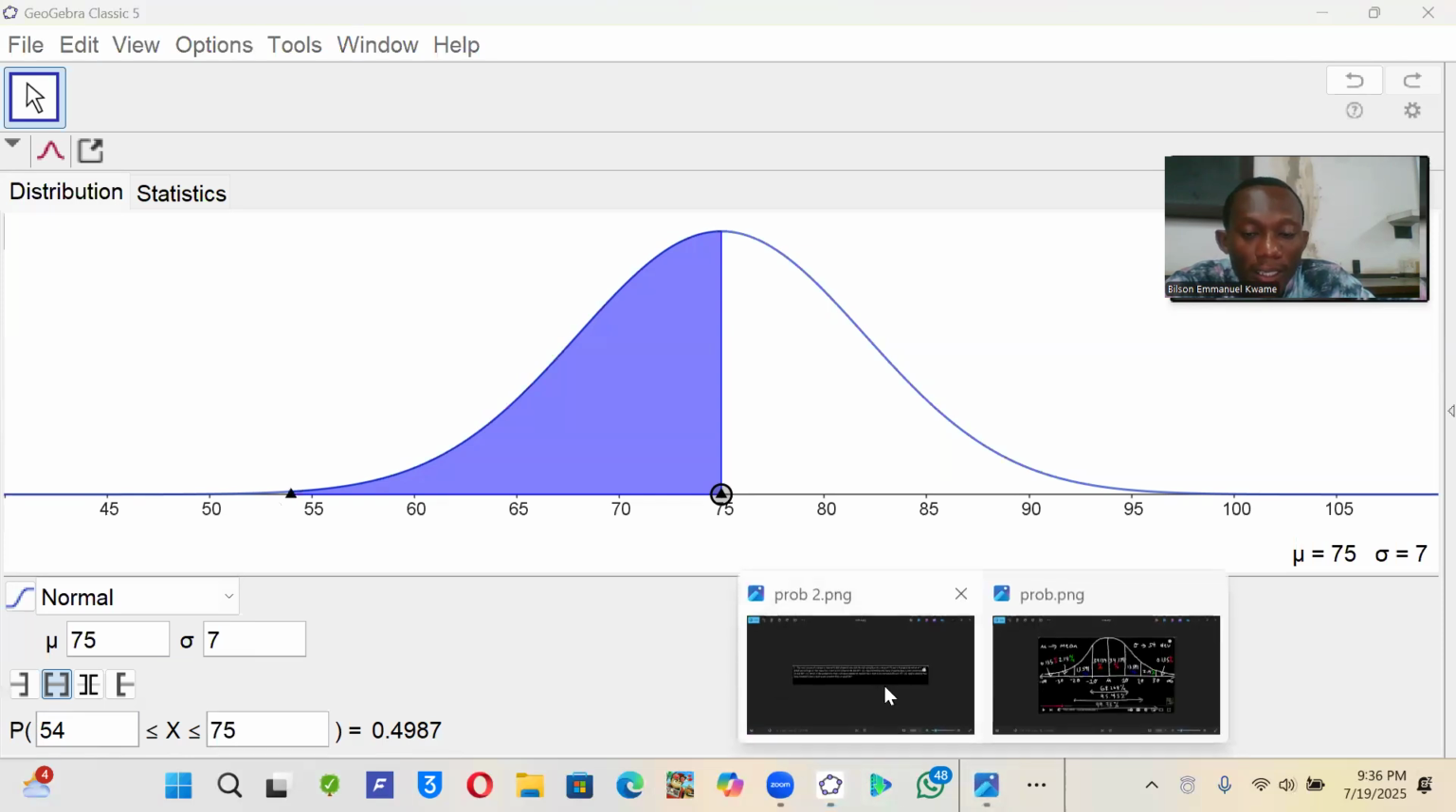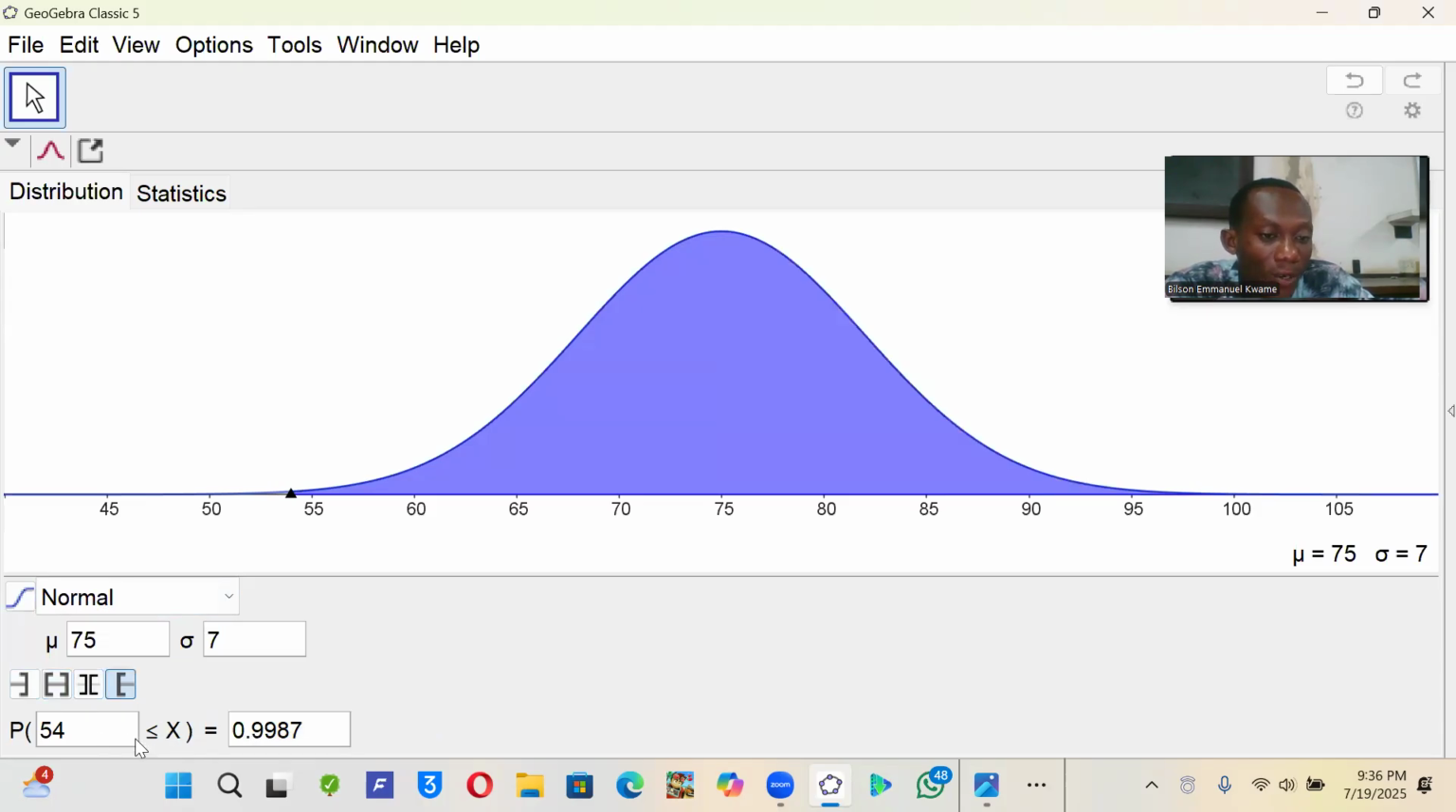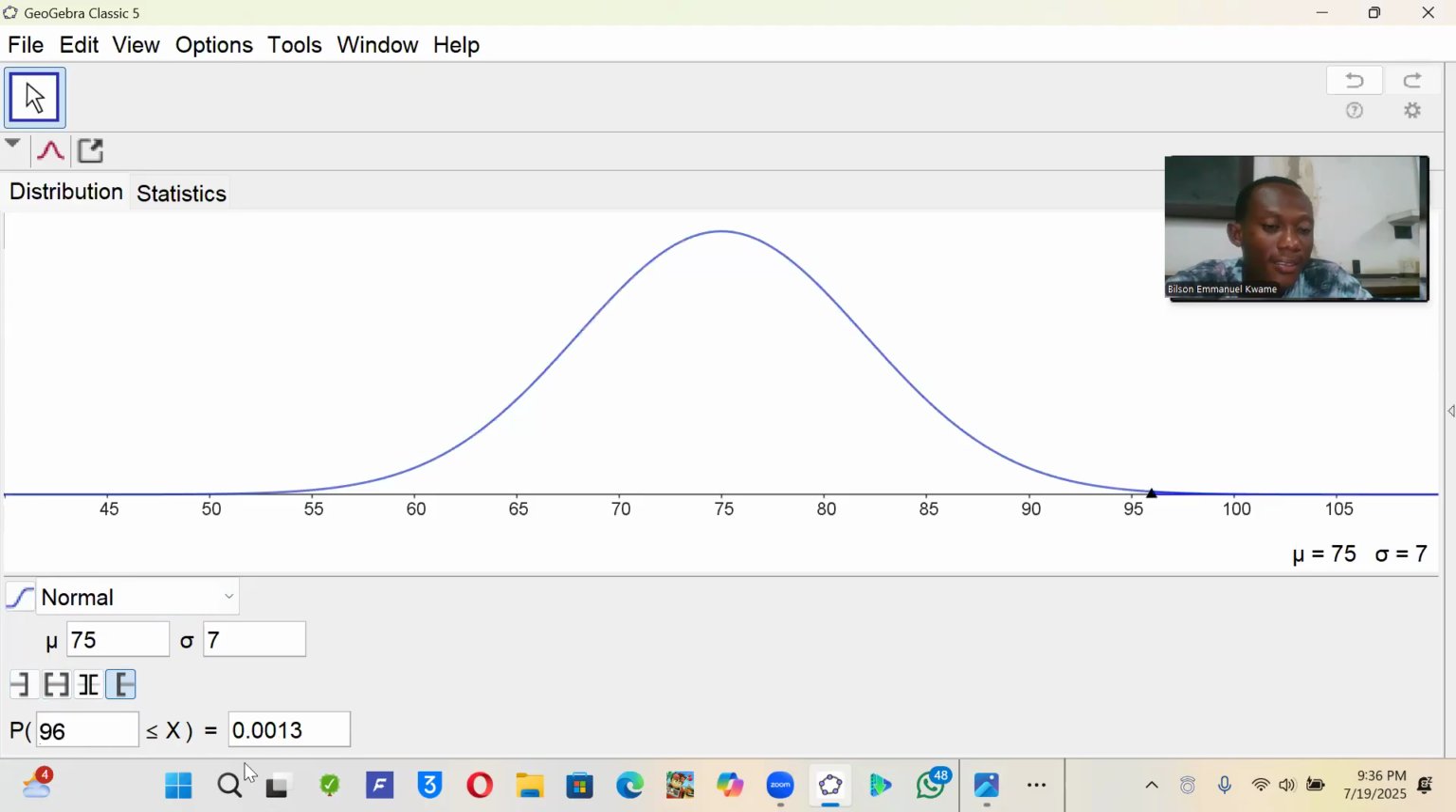Then let's go to our question again. It says that approximately how many students have a test score greater than or equal to 96? So all that we have to do is look for the greater than sign. When we are reading it, we read it backwards, even though this sign is less than. But since the x is positioned this side, we read it as x is greater than or equal to 96. Do you get it?